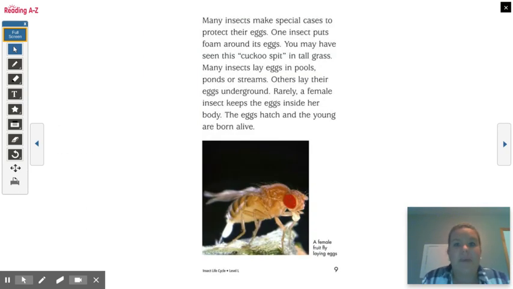Many insects make special cases to protect their eggs. One insect puts foam around its eggs. You may have seen this cuckoo spit in tall grass. Many insects lay eggs in pools, ponds, or streams. Others lay their eggs underground. Rarely, a female insect keeps the egg inside her body. The eggs hatch and the young are born alive.